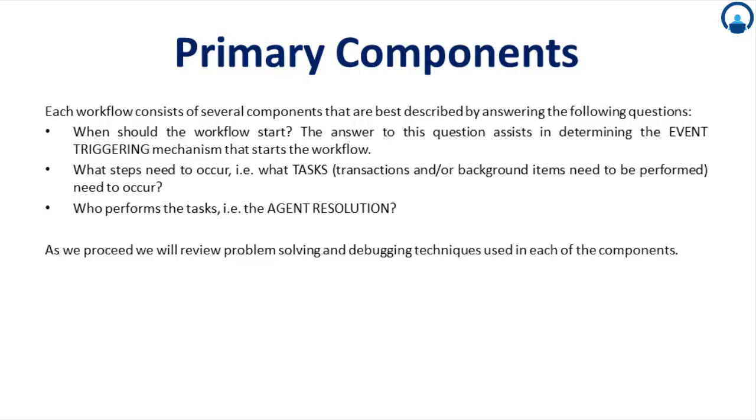Now, the next question that could arise would be, what steps need to occur? Like what tasks, that is the transactions, should be run either in foreground or background, or what extra efforts need to be performed. And the third question would be, who will perform the task, like the agent resolution step. So these are the three primary questions which arise whenever we make use of workflow. So as we proceed, we will review problem solving and debugging techniques which are used in each of those components. So these were the primary components regarding the workflows.